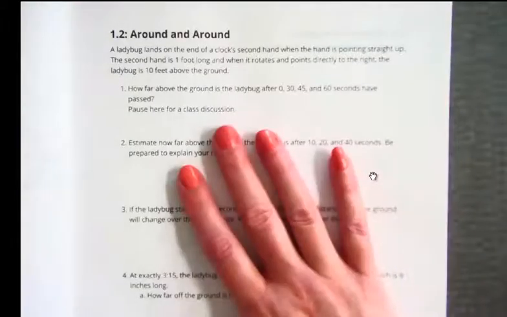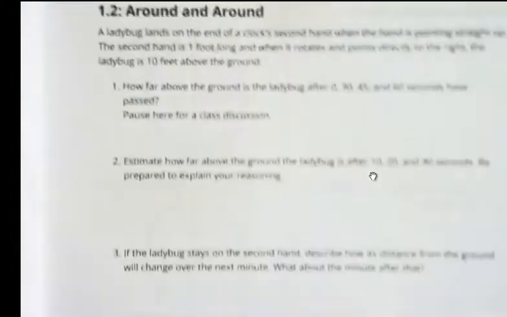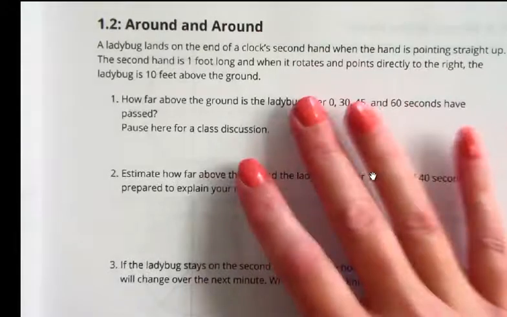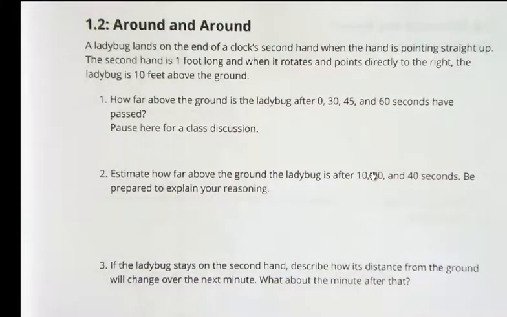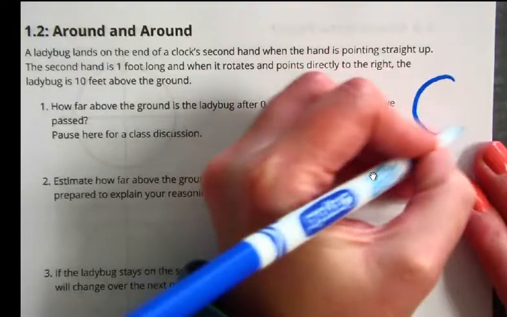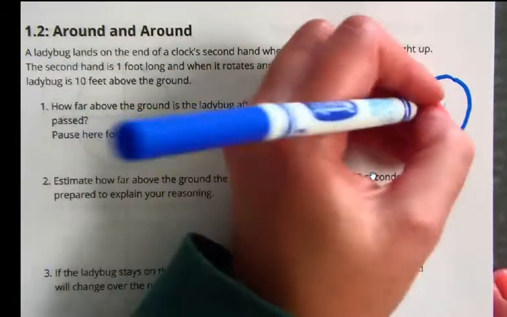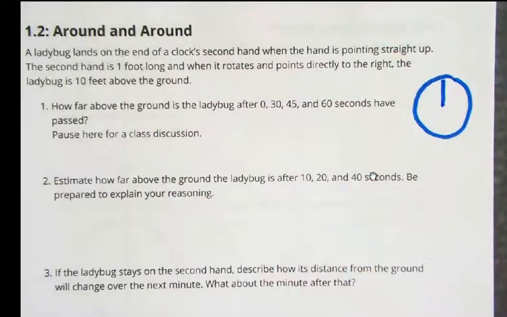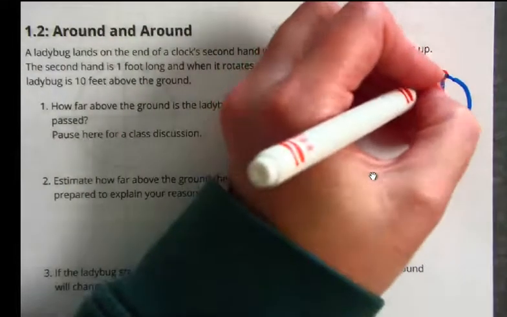You can keep on going with that, but I'm going to move on to section 1.2. This is where we're going to start going around and around. A ladybug lands on the end of a clock's second hand when the hand is pointing straight up. If you have been in my classes before, you know that I am a very visual learner. And so I'm going to draw that clock with the second hand, and here is my little ladybug here at the top.